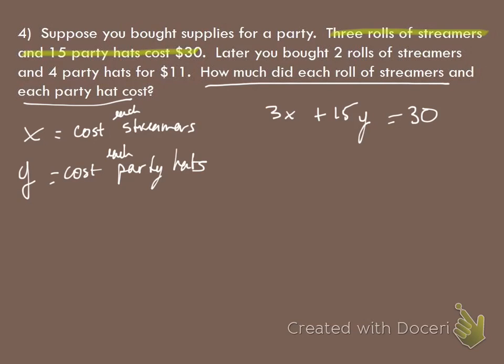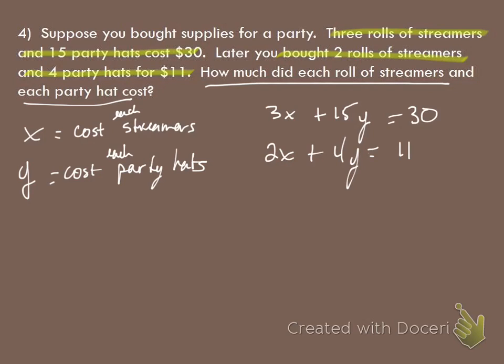And if you're standing in line at the store, that's how you'd come up with your cost, right? Take the cost of each one and multiply by the number that you got. So your second equation comes from when you go back the second time, right? 2 streamers, so 2X, and 4 party hats, so 4Y, end up costing $11. So there's your 2 equations that you need for your system.